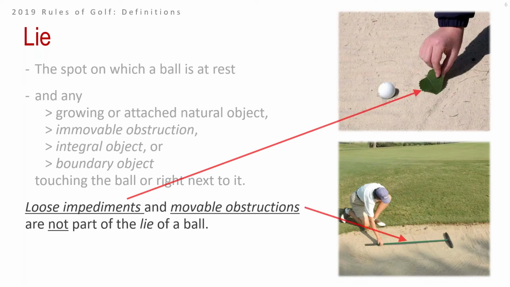Loose impediments and movable obstructions are not part of the lie of the ball. So loose impediments are natural objects that are detached from a tree, like a leaf that's laying on the ground. A movable obstruction is a man-made object that is easily movable. In the case at the bottom here, we've got somebody removing a rake. That is a movable obstruction. Could also be something like a bench if it's easily movable. They are not part of the lie of the ball because they are movable. Loose impediments are movable, and so are movable obstructions.